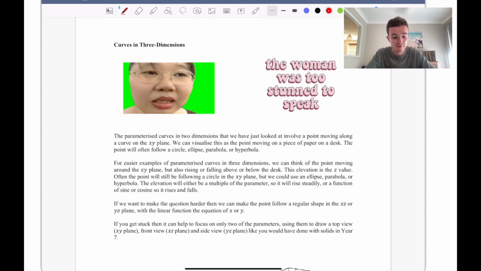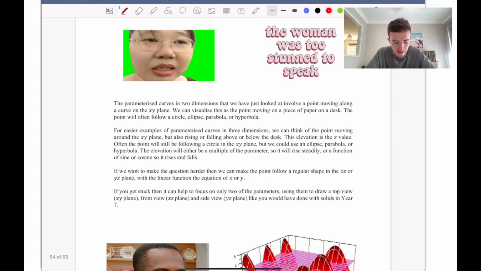The next thing we're going to have a look at is curves in 3 dimensions. Now, the parameterized curves in 2 dimensions that we've just looked at involve a point moving along the curve on just the xy plane. We can visualize this as a point moving along a piece of paper on a desk. The point will often follow a circle, a parabola, or ellipse, or a hyperbola, and we often call these points that are moving locus.